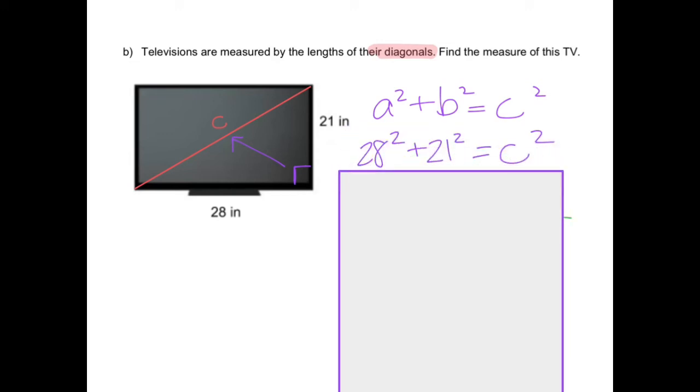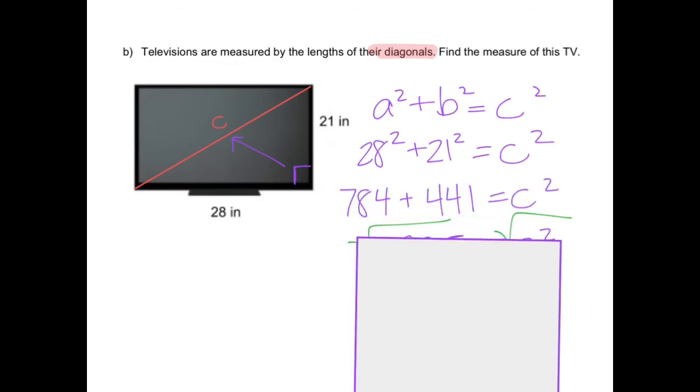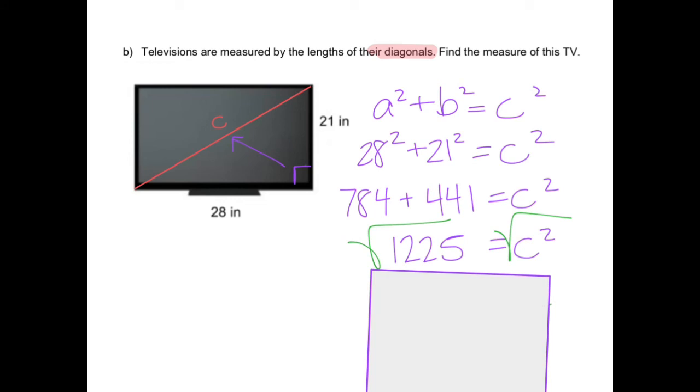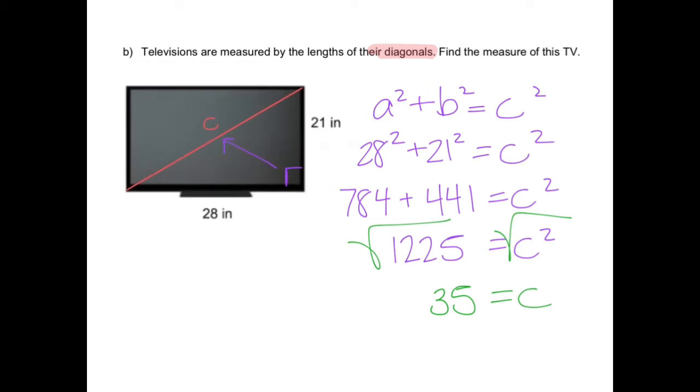So we plug in the 28 and the 21 for the legs, we square them and add them together, and we get 1,225. We have to square root that in order to find the actual value for C, which in this case is a nice perfect 35. So this television that's 28 inches long and 21 inches high would actually be called a 35-inch TV.